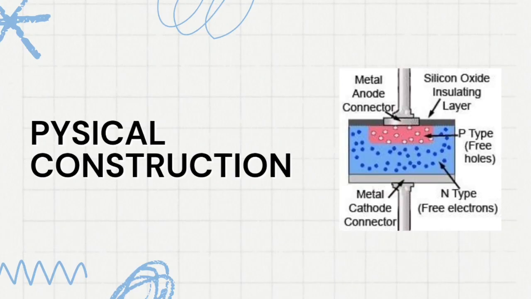Next is the physical construction. It includes two layers, p-type and n-type. The N-type layer is separated into two regions, N-negative and N-positive, where one region is near the P-type material that is lightly doped and another layer is near the cathode contact, which is heavily doped. To prevent it from oxidizing, a glass or silicon oxide insulating layer surrounds the entire structure to protect it.